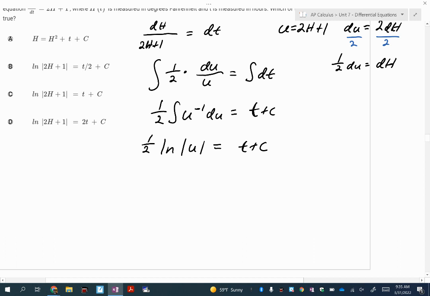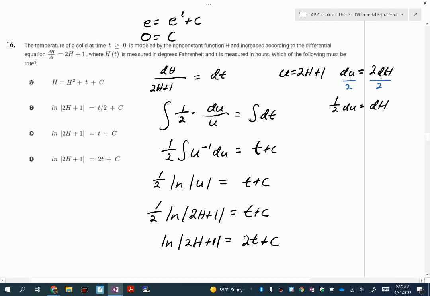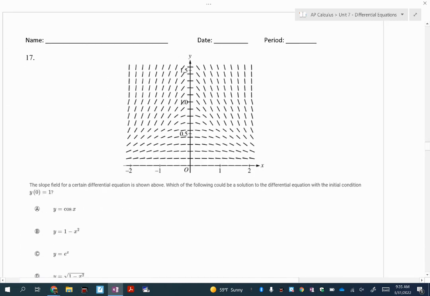But in terms of plugging back in, I have 1/2 times the natural log of the absolute value of 2h plus 1 equals t plus c. If I move that 1/2 over, I need to multiply both sides by 2. So that's going to become 2t plus c. In the previous lesson, video part 2, I said the answer was C, when in fact the answer is part D because of having to do this u substitution. So just keep that in mind as you're trying to do some of these. All right, let's move on to slope fields.